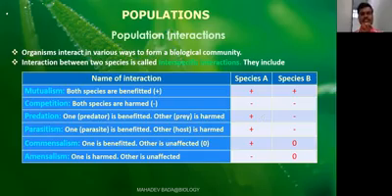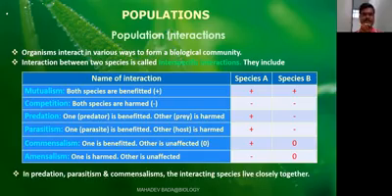Another type of interaction that we are going to study is predation. One, the predator, is benefited and the other one, what we say as prey, is harmed. Therefore, it is indicated with plus and minus. Plus is benefited, minus is harmed. Another type of interaction is parasitism. One is the parasite, another one is the host. Here, one is benefited, the other is harmed. The host is harmed, the parasite is benefited.